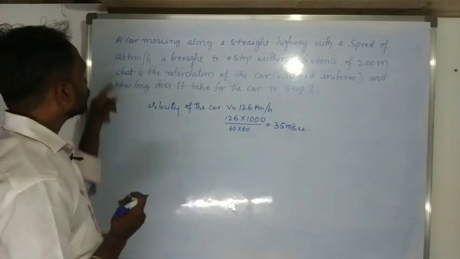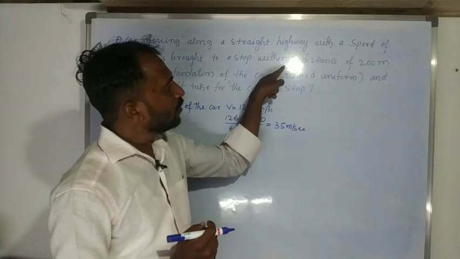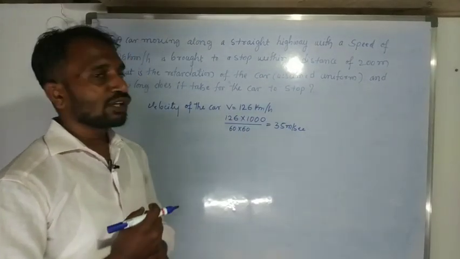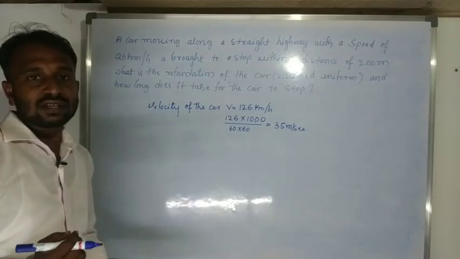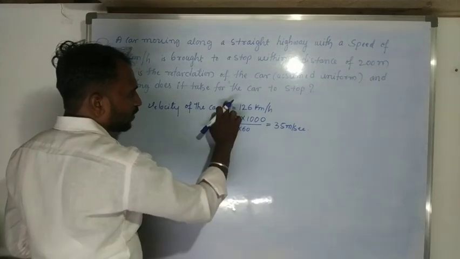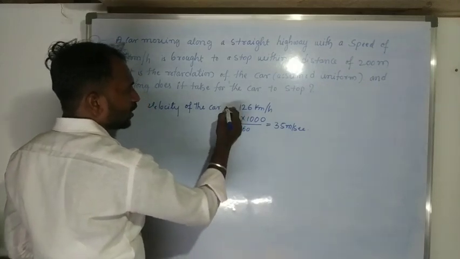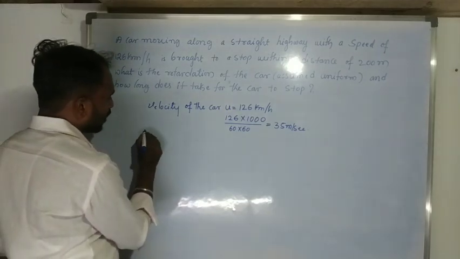Next one: it is brought to a stop within a distance of 200 meter. Stop means the final velocity is 0. So this one we consider the initial velocity, it means here we consider u. Okay. So the final velocity of the car.